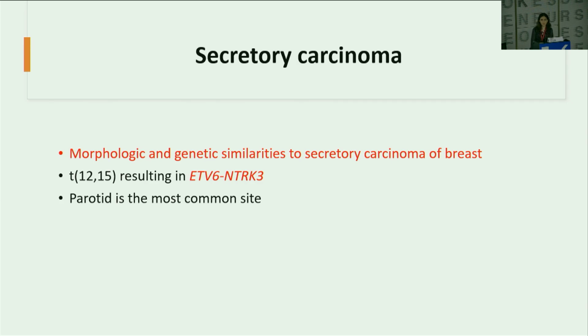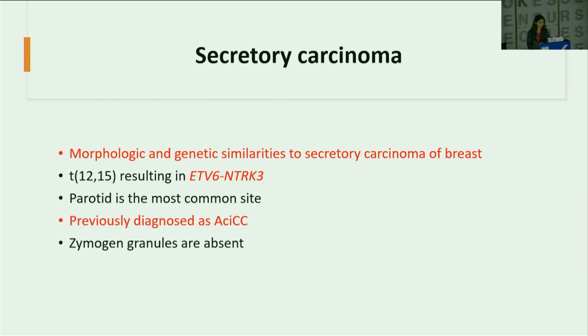So what about this tumor before 2010? Did we have this tumor? Did it exist? How did we call it, you think? Yeah, very good. So before that, most of these, let's say, were diagnosed as acinic cell carcinoma, because of the overlapping cell types and morphology that I showed you before. However, in secretory carcinoma, the zymogen granules are absent.